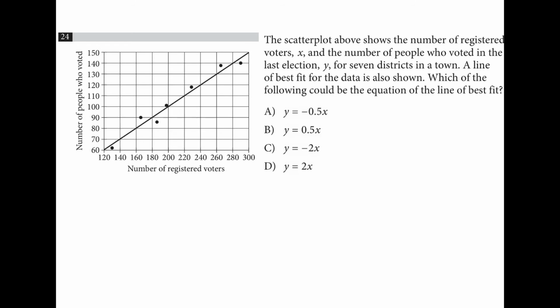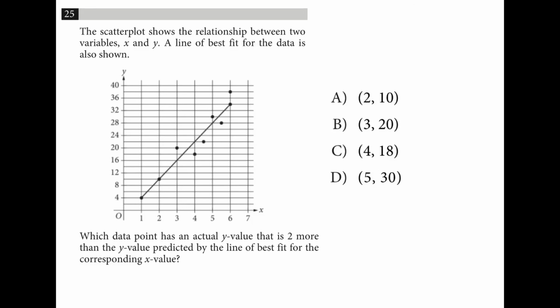Which of the following could be the equation of the line of best fit? Since my line is going up, I could rule out the negative slopes. Then let's look at two actual points. I have at 180, I'm at 90. So as I go right 20, I'm going up 10. So 10 over 20 is my slope, which is 1/2. Which data point has an actual Y value that is 2 more than the Y value predicted? So I see this one has 4 more, because the scale is 2. This one also has 4 more. But this one right here is my answer, 530.